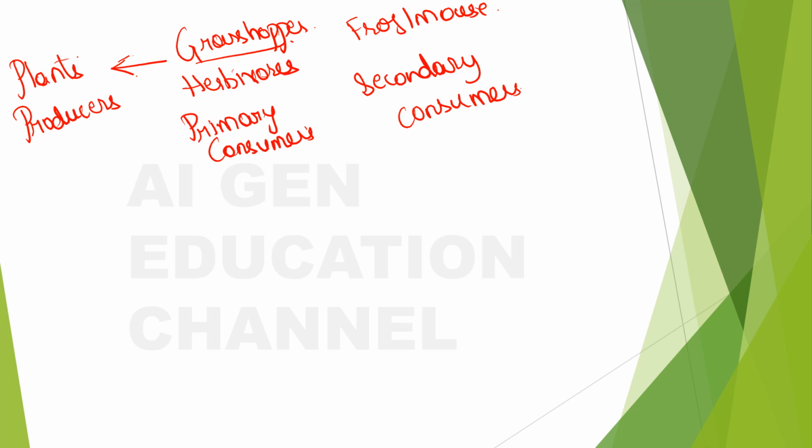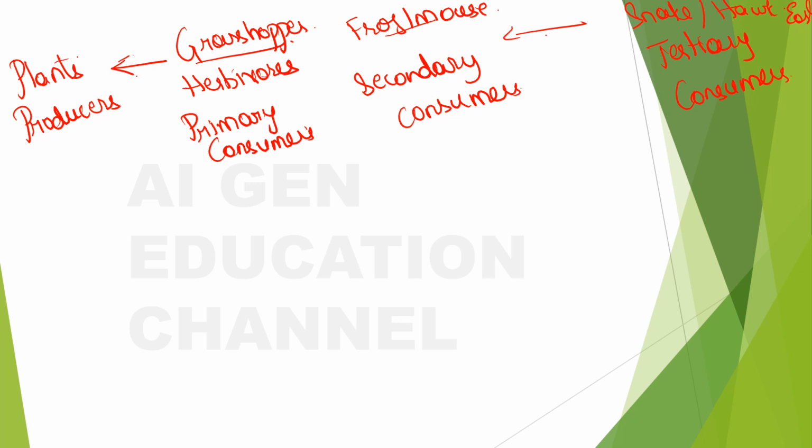So what next? Next comes what? Tertiary consumers, right? Third level, tertiary consumers. These are the carnivores that eat the carnivores. Okay, here what you can mention, some snake or hawk or eagle, all these can be considered to be tertiary consumers.